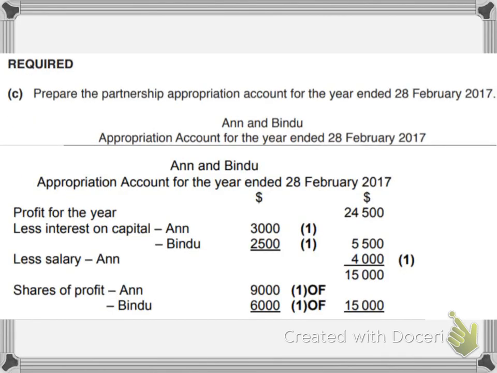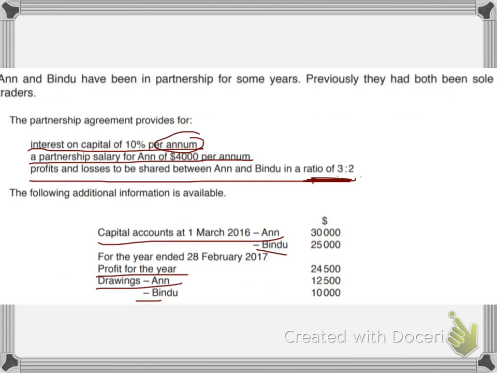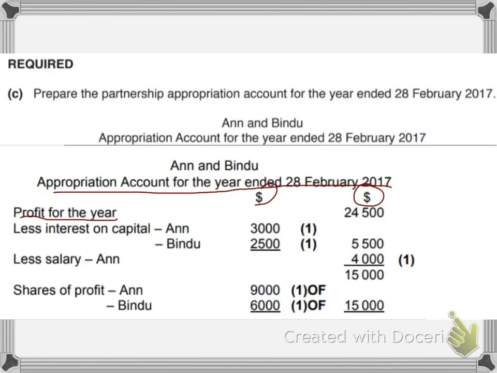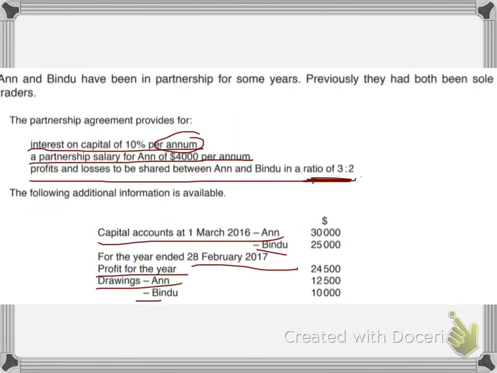So here we have dollar, and then we write the appropriation account for the year ended 28 February 2017. First we record the profit for the year. So the profit for the year is 24,500. We record that. Then usually in the format we record the interest on drawings, but here there is no interest on drawings. There are drawings, but as I had told before, drawings are not considered in the profit and loss appropriation account. Only interest on drawings is recorded, so we can cut this information.